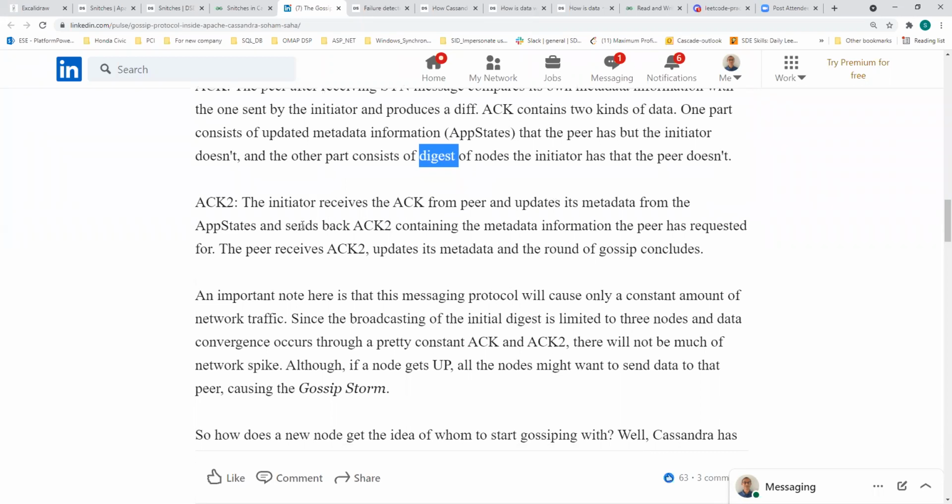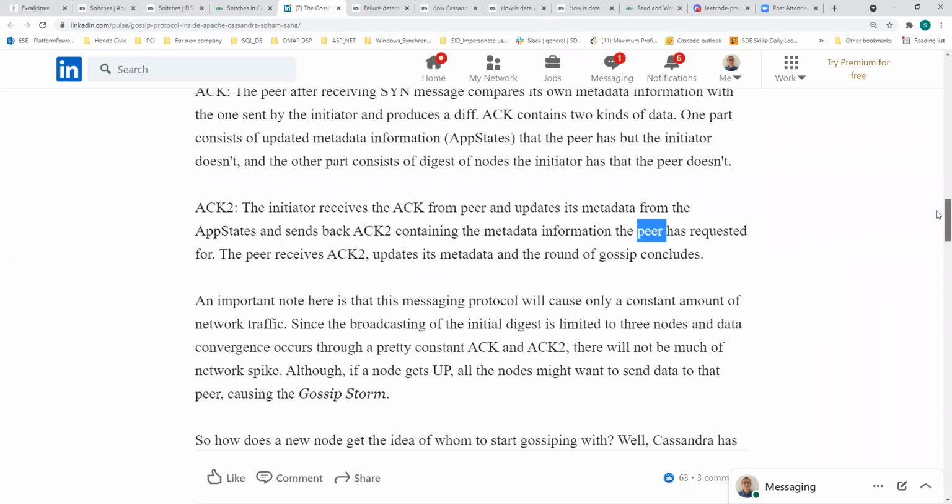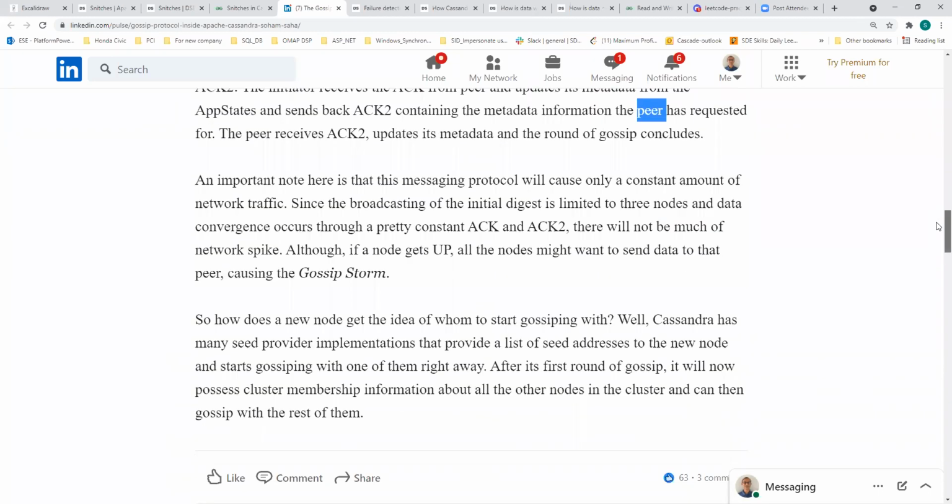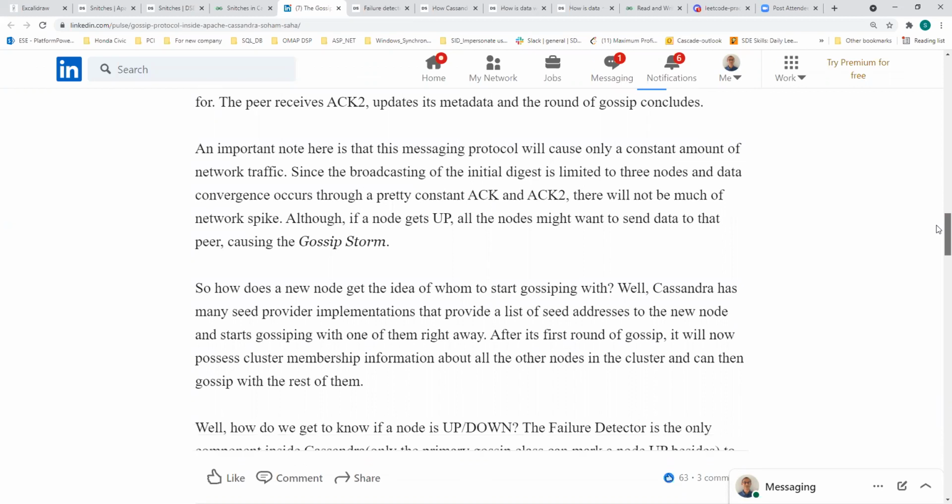its metadata with the app states it received from the receiver, and then he sends back the ACK2 with the different metadata information of the peer that was requested based on the digest. And this is the way both sync up to each other. They transfer the information. So that is what is said here.